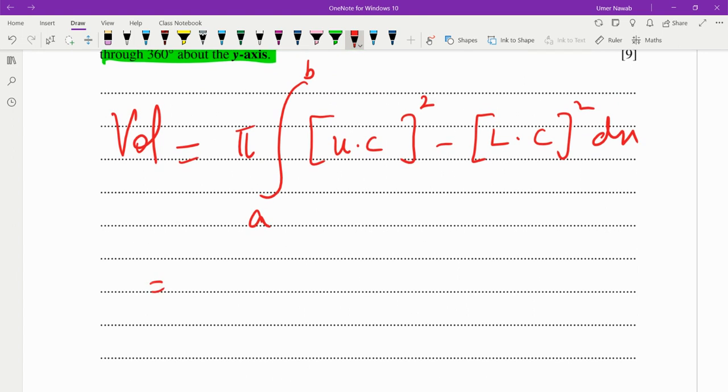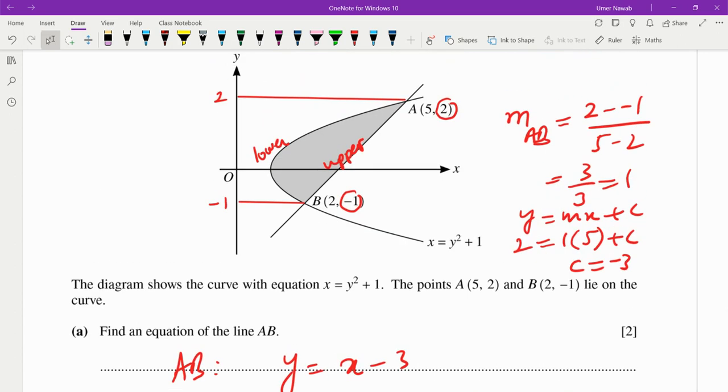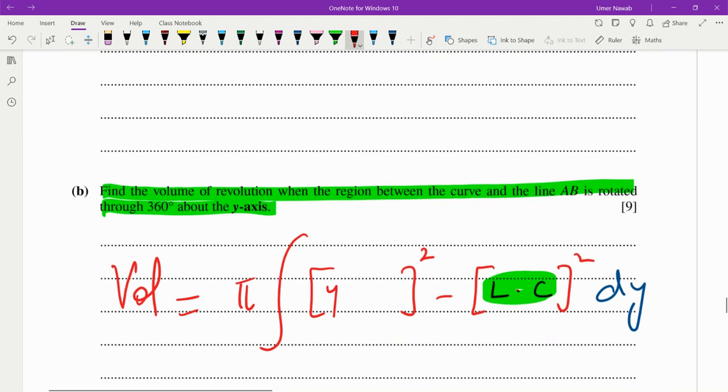So when you are using the limits of the y-axis, first of all you have to write dy, and this expression must be written in terms of y. So what is my upper curve, guys? My upper curve is my line, whose equation I found, y equals x minus 3. Don't write y in terms of x. Now you have to write x in terms of y, because you are rotating about the y-axis. So everything will be used in terms of y. So y plus 3 equals x. This is my upper curve, y plus 3.